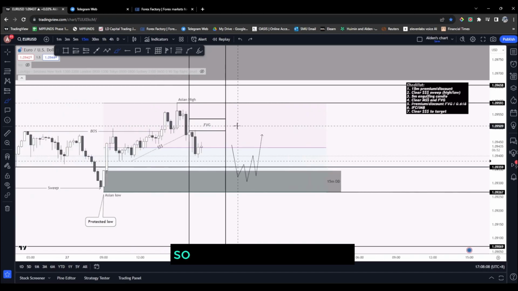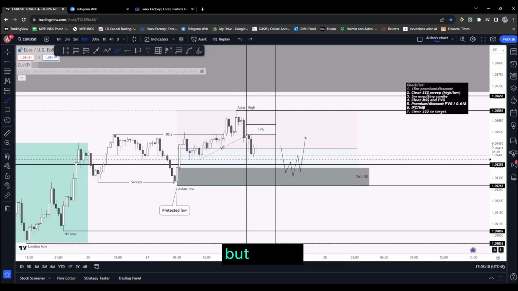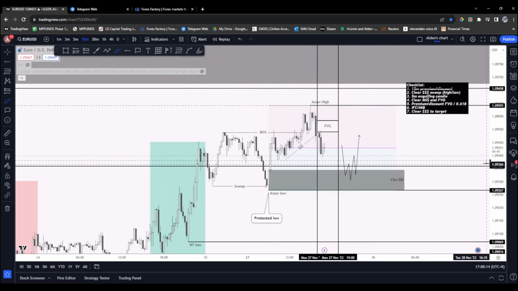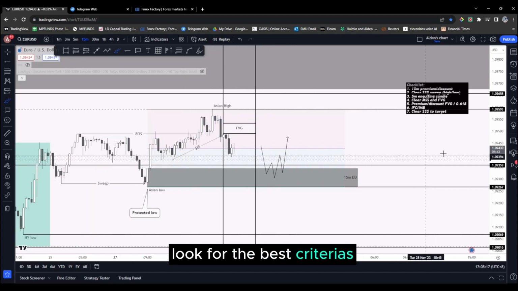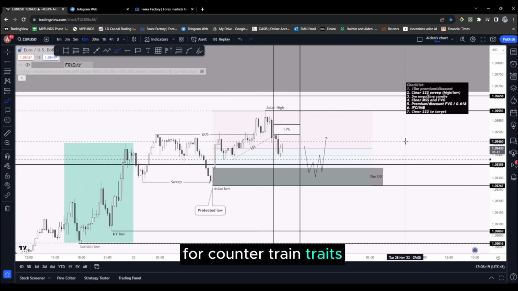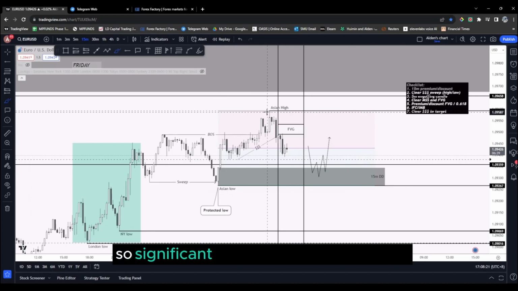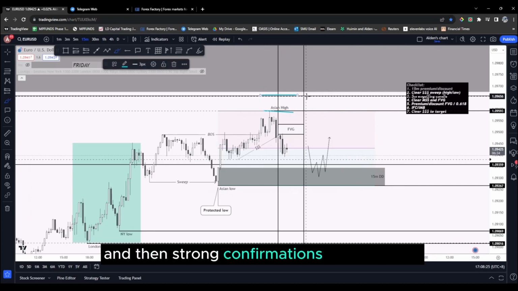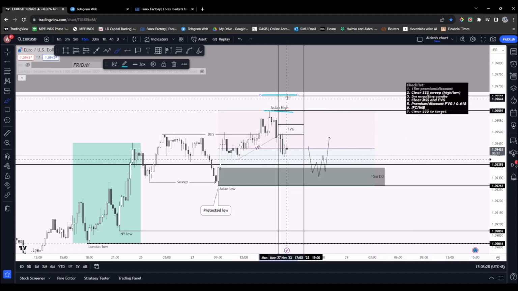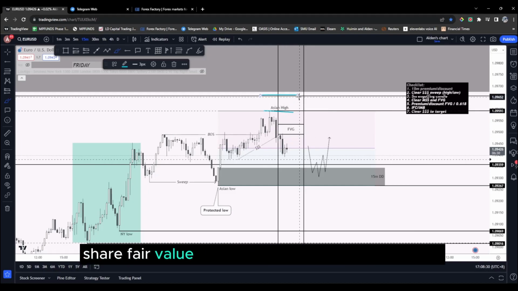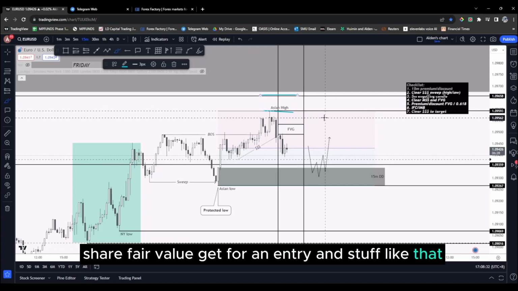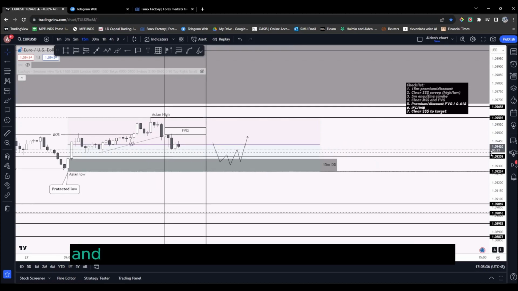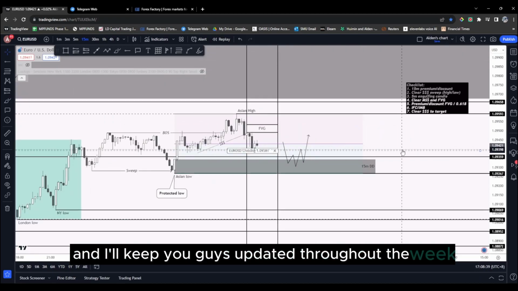So it's not impossible, but ideally for pro-trend trades we would want to look for the best criteria. For counter-trend trades we want the best criteria, so significant sweeps of significant highs and then strong confirmations like a bearish engulfing candle, clear market structure shift, fair value gap for an entry and stuff like that. So that's pretty much what we're looking for, and I'll keep you guys updated throughout the week.